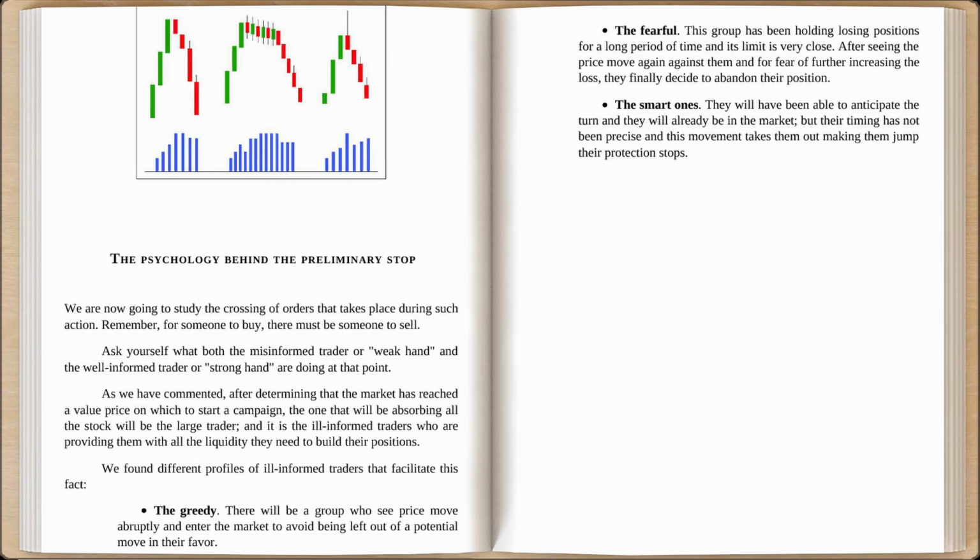The psychology behind the preliminary stop. We are now going to study the crossing of orders that takes place during such action. Remember, for someone to buy, there must be someone to sell. Ask yourself what both the misinformed trader or weak hand and the well-informed trader or strong hand are doing at that point. As we have commented, after determining that the market has reached a value price on which to start a campaign, the one that will be absorbing all the stock will be the large trader. And it is the ill-informed traders who are providing them with all the liquidity they need to build their positions.